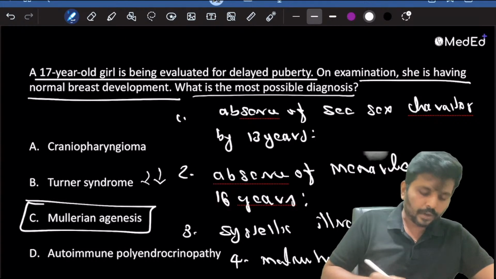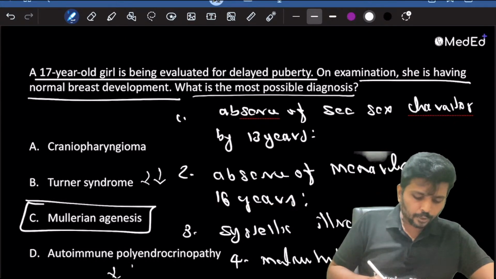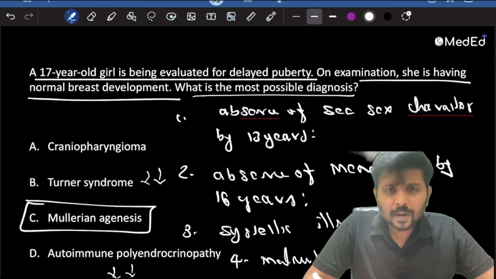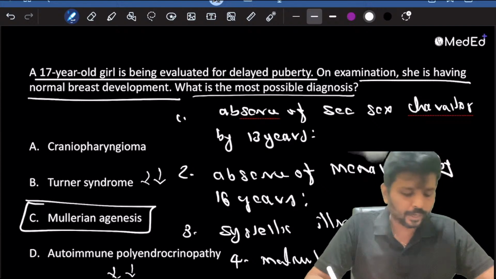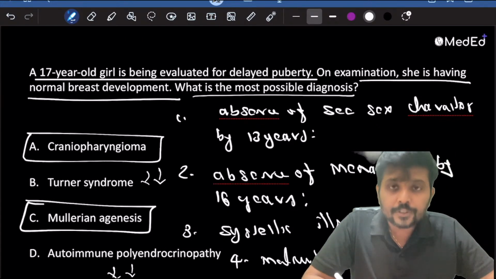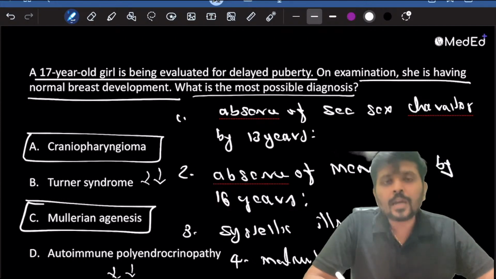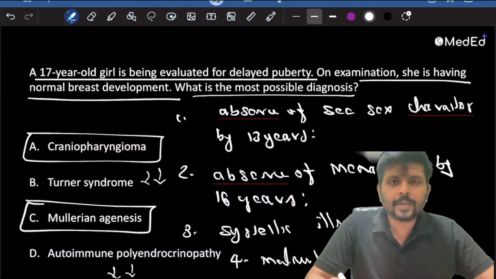Turner syndrome, you will have hypergonadotropic hypogonadism. Autoimmune polyendocrinopathy is characterized by hypogonadotropic hypogonadism. Sometimes craniopharyngioma can destroy your pituitary gland LH and FSH, again leading to hypogonadotropic hypogonadism. In all these cases, there will not be any breast development. Here, breast development is present, but there is no menarche. So the answer should be Mullerian agenesis.